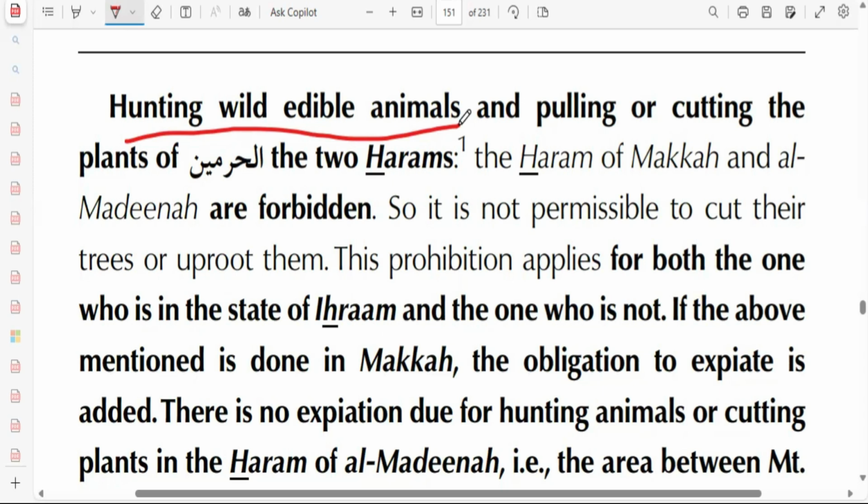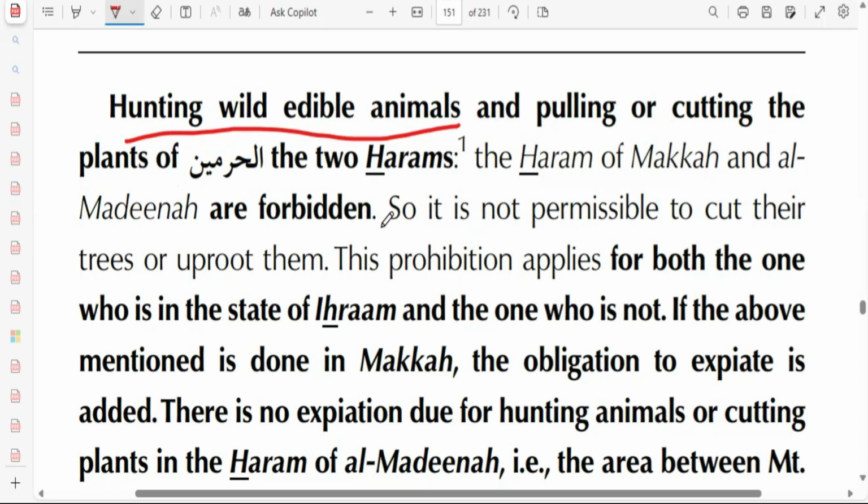By saying edible, we're excluding what's not edible, like a lion or a scorpion. By saying land animals, we are excluding fish. And by saying wild, we are excluding domesticated animals. So it's not haram to slaughter a chicken or a sheep or something like that, even if you're a pilgrim. But hunting the wild edible animals and pulling or cutting the plants of the 2 harams, the haram of Mecca and the haram of Medina, are forbidden.